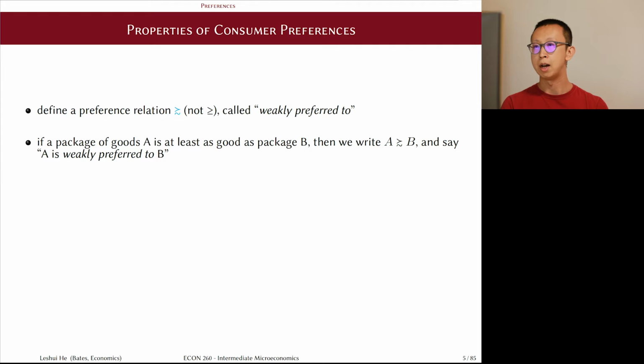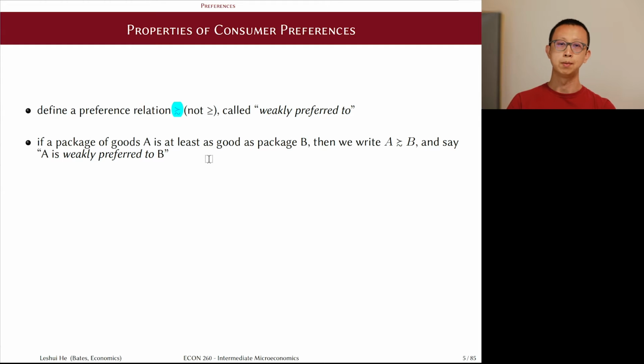So we'll first define a preference relation, and we'll use this squiggly kind of greater or equal to sign, and we'll call it weakly preferred to. Note that this notation does not look exactly the same as a greater or equal to sign because of its wavy edges. So it's really describing a preference relationship as opposed to comparing two different numbers. But you will realize that just like the similarity in the symbols, these two ideas share a lot of commonalities.